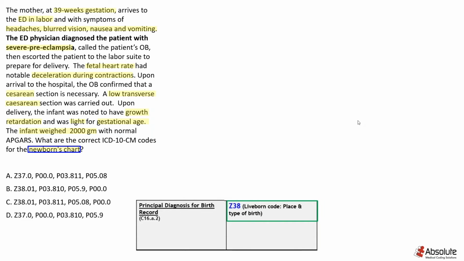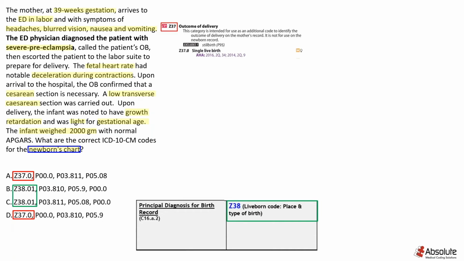Right, Curtis? Yes, you said it in the chat. Excellent. That means option A and option D both are incorrect because they do not have Z38 as their primary or first-listed diagnosis. Yes, option A and option D are coding for Z37.0, that is for a single live birth. That's an outcome of delivery. And the outcome of delivery is coded on a mother's chart or a mother's record. And we are here coding for a newborn chart, right? That eliminates option A and option D.